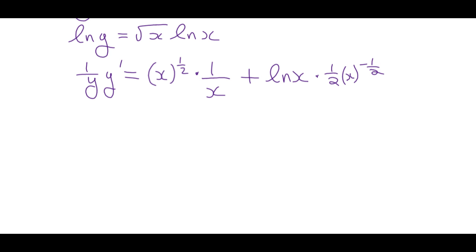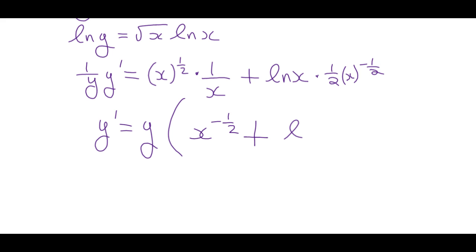Okay, so where are we? So y prime is equal to y times, okay, now we can do a little simplification, right? We've got x to the half over x, so that's 1/2 minus 1, which is negative a half. So this will be x to the negative a half plus, and what do we got? ln x over 2 times x to the negative a half.